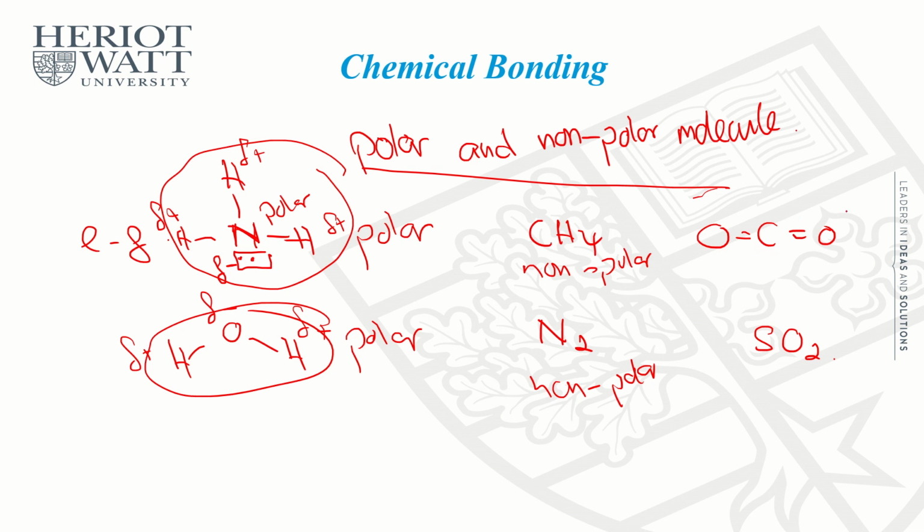Carbon dioxide gas, yes, I have an oxygen here, which is delta negative. Oxygen on the other side, delta negative, and then your carbon will be delta positive. Now, is this a polar bond? Yes. Is this also a polar bond? Yes. So both are polar bonds. So can I say the molecule is polar? No. Why is it no?